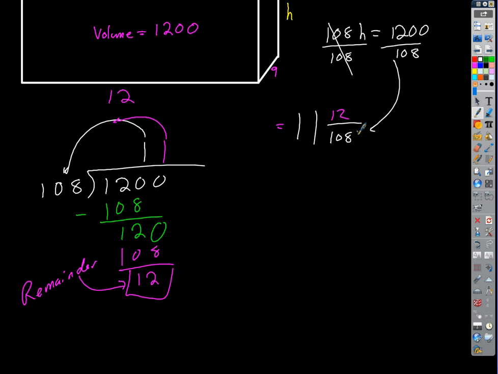11 and, like if I say 11 and a half, does that mean 11 times a half? It means 11 plus a half, right? So this really means 11 plus 12 over 108. It's 11 plus the additional fraction, 12 over 108, which we could probably reduce, but we're not going to mess with it, right?